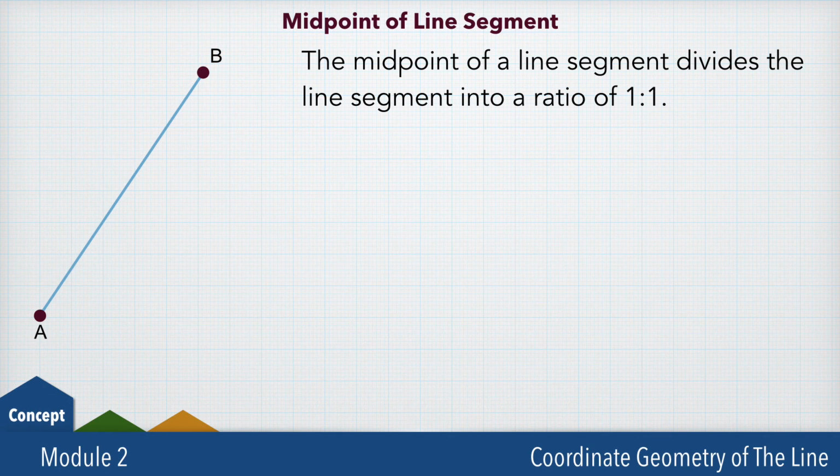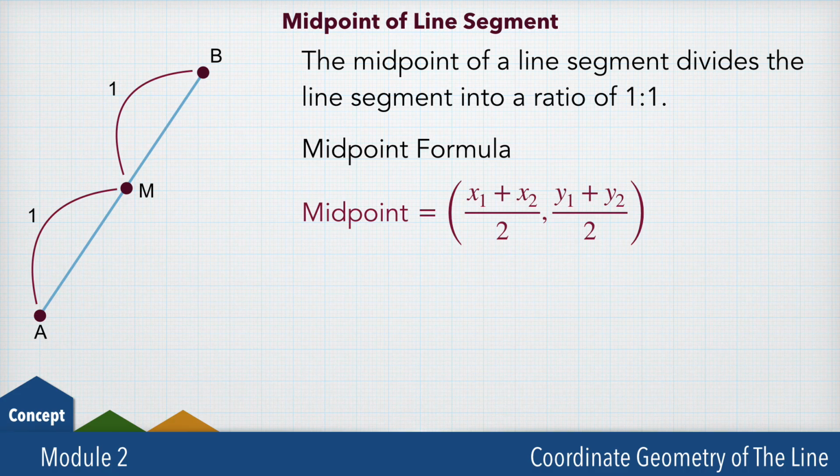The midpoint of a line segment divides the line segment into a ratio of 1:1. When the midpoint between 2 points is required, it can be found by substituting the coordinates directly into the midpoint formula. We start by labeling the coordinates of A as x1, y1 and B as x2, y2. These values are then substituted into the formula as labelled.